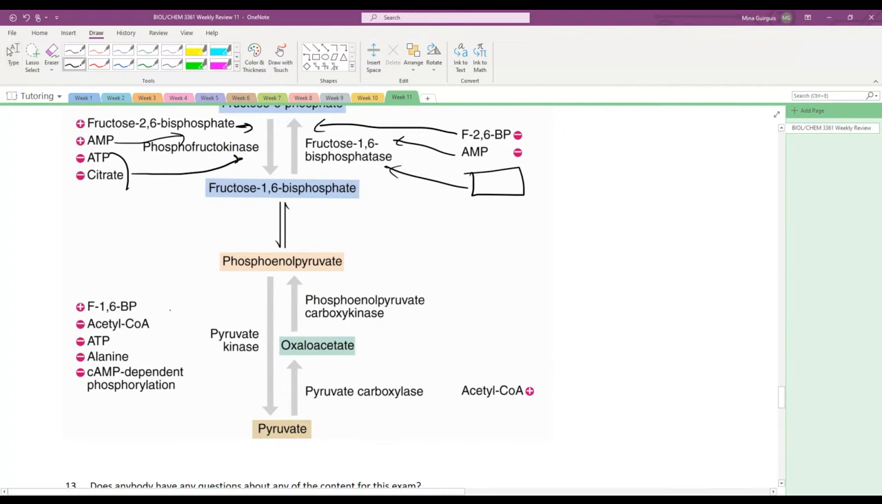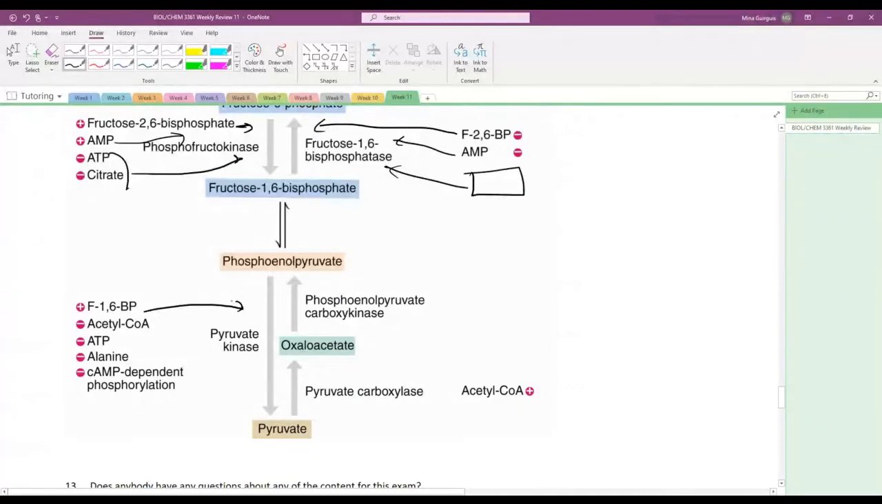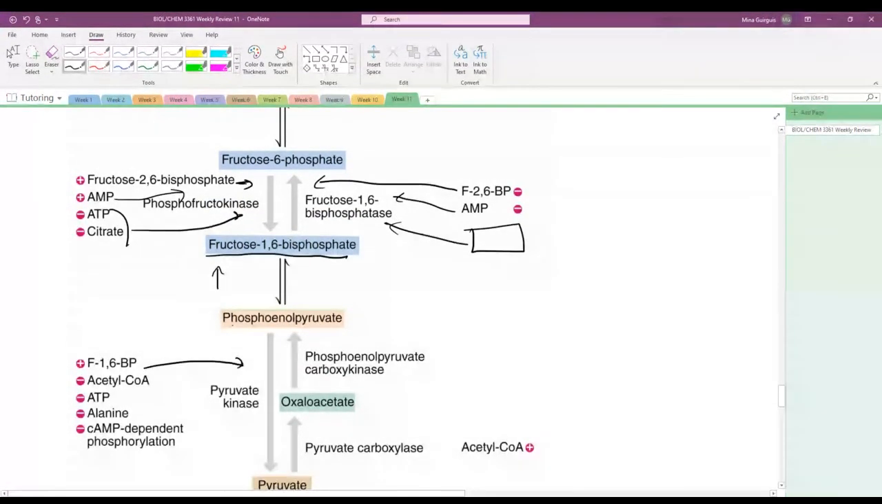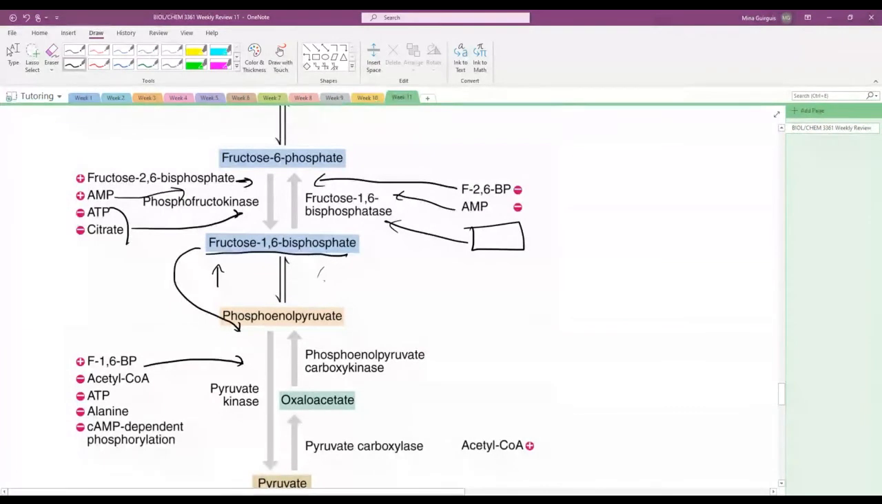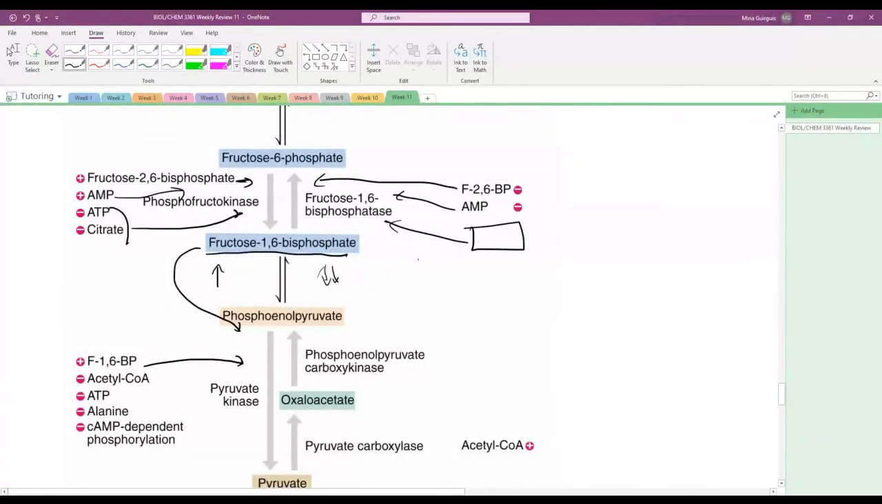Fructose 1,6-bisphosphate activates this reaction. Let's think about once again why that is. Fructose 1,6-bisphosphate is right here. When you've got high concentrations of this, it means that you want this reaction to occur so that you can decrease the PEP concentration and decrease this through Le Chatelier's principle. Okay.